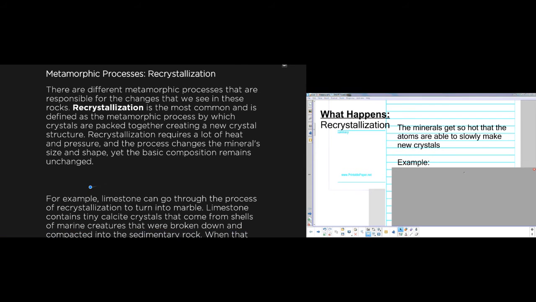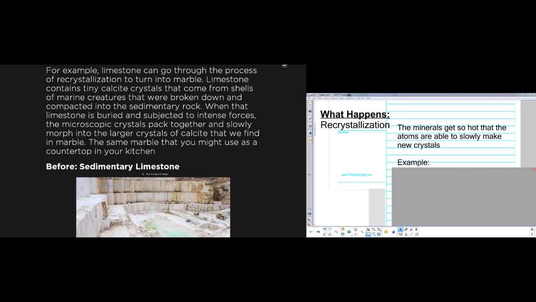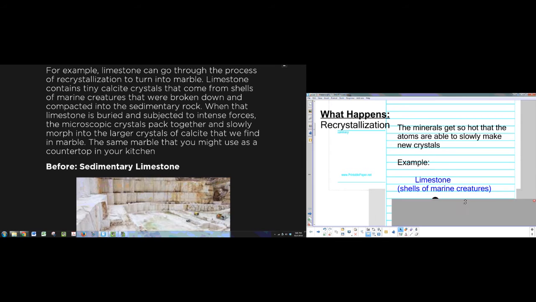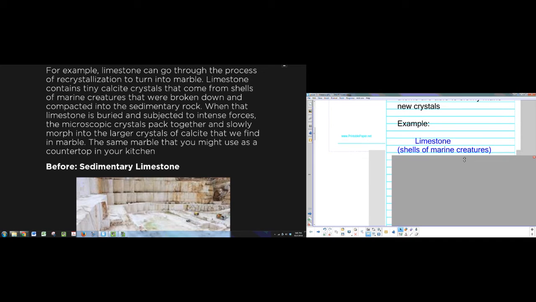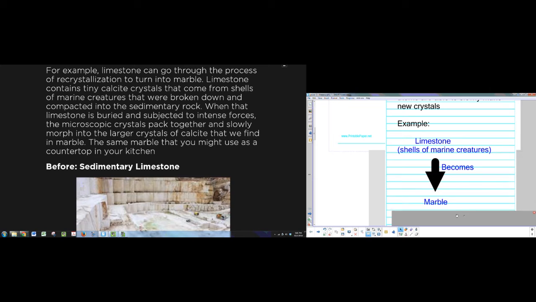Now, an example. I'll read the example while you write it down. Limestone, which happens to be made of the shells of marine creatures, the shells that you pick up on the beach, you pile them up high enough, bury them, they become limestone. Well, limestone, with enough heat and pressure, becomes marble. So, for example, limestone can go through the process of recrystallization to turn into marble.